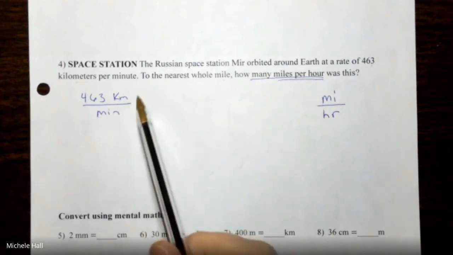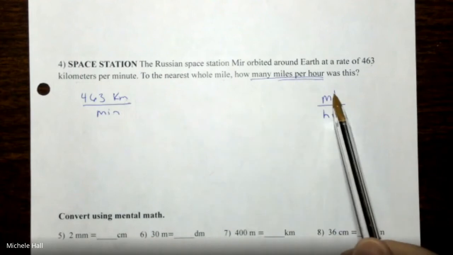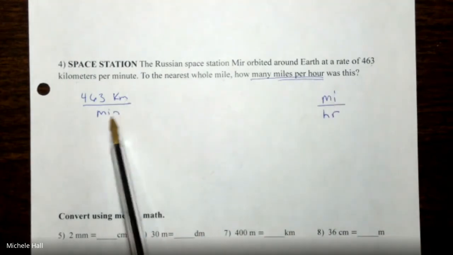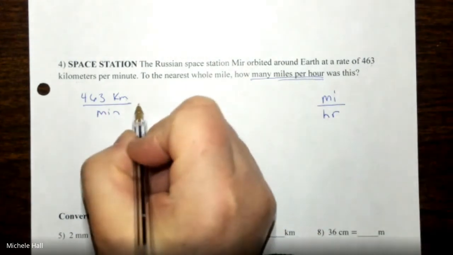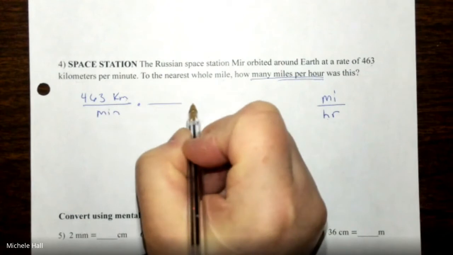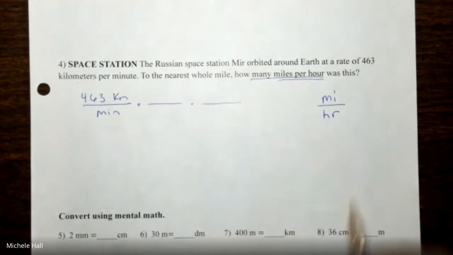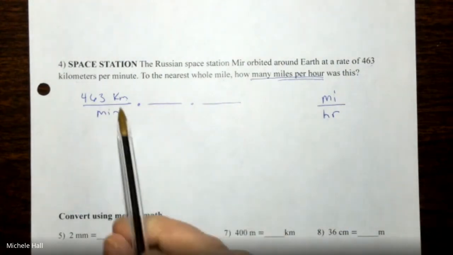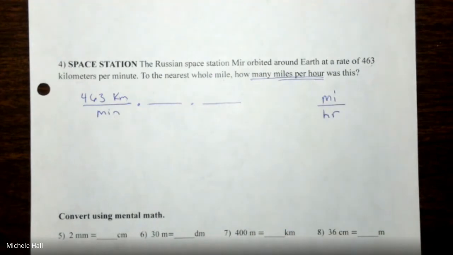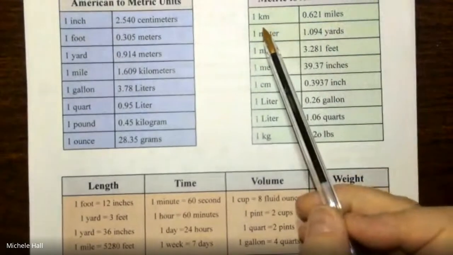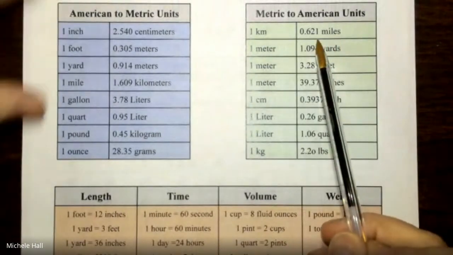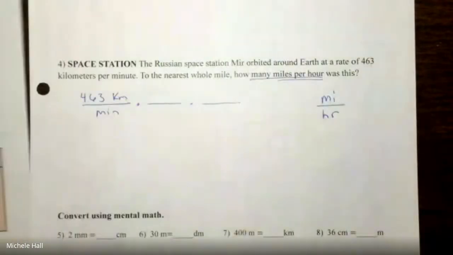If I look in the numerator, I have kilometers and I need miles. If I look in the denominator, I see minutes, but I need to convert that into hours. So we're going to need two conversions here. That means I will be multiplying two fractions. Let's find those conversions. We need kilometers and miles. Kilometers into miles is metric, and we have it right here. 1 kilometer equals 0.621 miles.